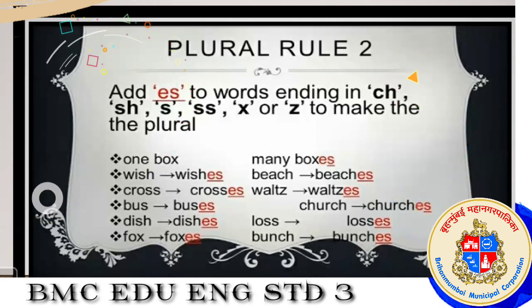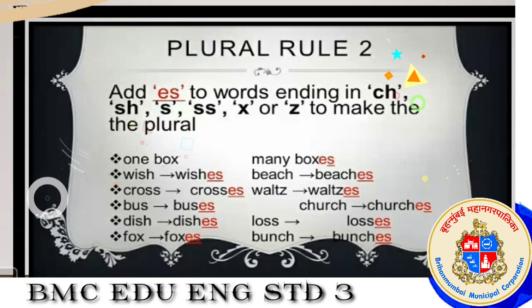Because all these spellings are ending with what? CH, SH, S, double S, X or Z. All these spellings are ending with this letter. So that's why we add here ES. So this is the second plural rule.